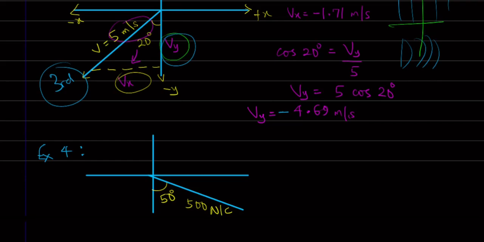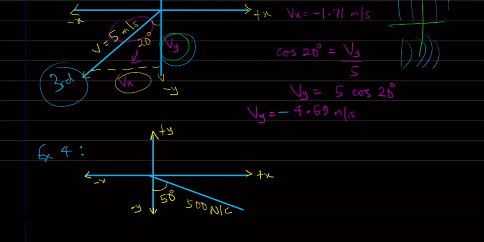Looking at the last example here, we still need to label our points. That's positive y, positive x rather, then we have negative x. This one represents negative y. Now we are given the vector to be 500 Newton per coulomb, which simply represents electric field intensity, and the angle is 50 degrees. Now we can resolve horizontally or vertically, but this time I just want to resolve vertically. Feel free to pause the video and try to resolve horizontally to confirm we are going to get the same answer.